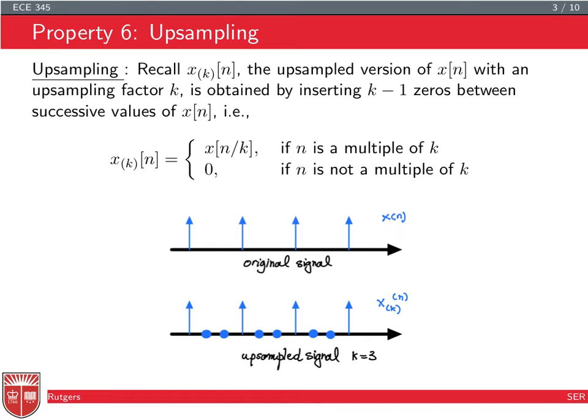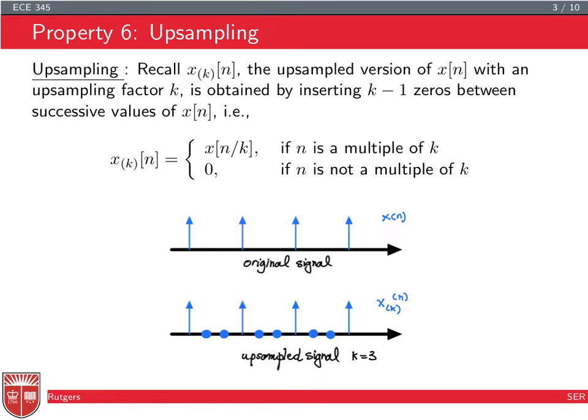So suppose we have a signal x of n, a discrete time signal. We say that the upsampled signal with upsampling factor 3, for example, is the following signal here, where you introduce k minus 1, meaning 2 zeros between each two signals. One thing to keep in mind is that k is equal to the number of zeros you introduce plus 1. So k is the number of intervals, extra intervals you're creating between two impulses of the original signal. So that's why k equals 3.